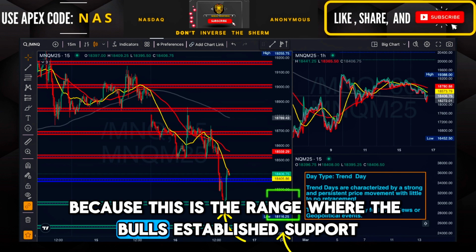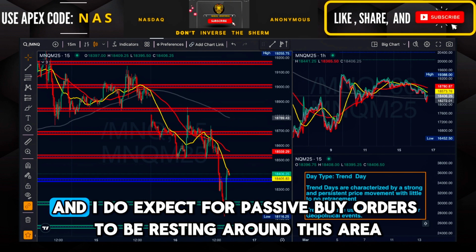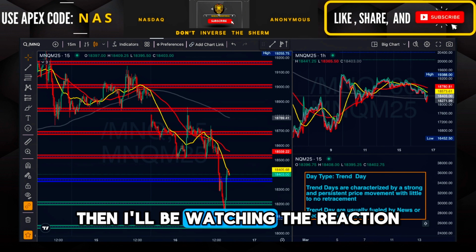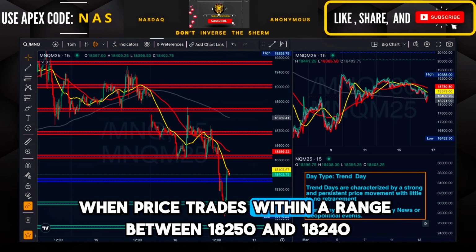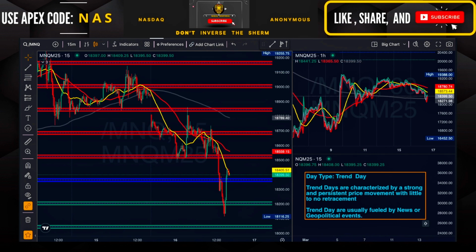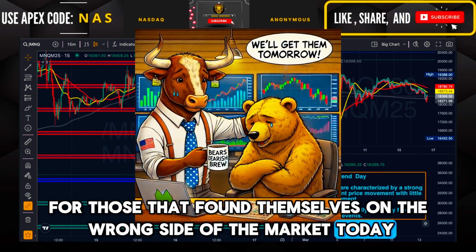Because this is the range where the bulls established support going into the close of yesterday's session. And I do expect for passive buy orders to be resting around this area to buy the retest. But if they fail to regain control, then I'll be watching the reaction when price trades within a range between 250 and 240.